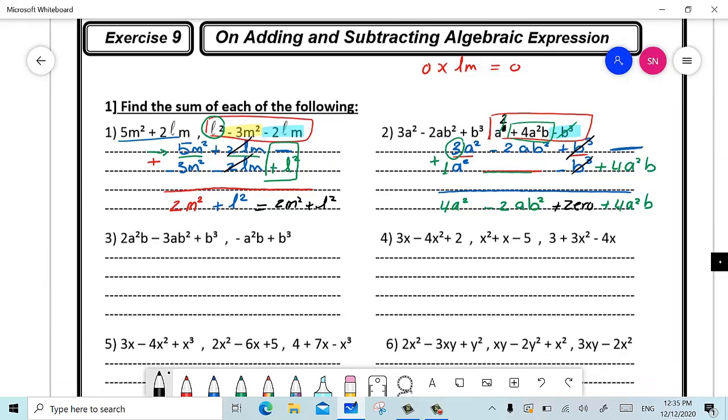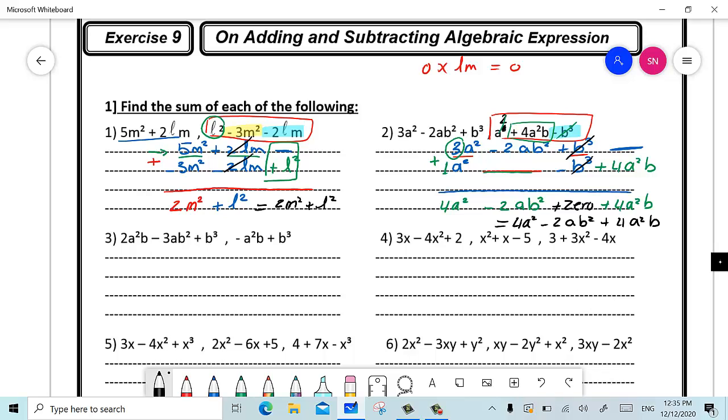So at the end, after I take off the 0, my final answer is equal to 4a squared negative 2ab squared plus 4a squared b. And this is the last expression when I added the two expressions together. Let's have a look now at number 3.